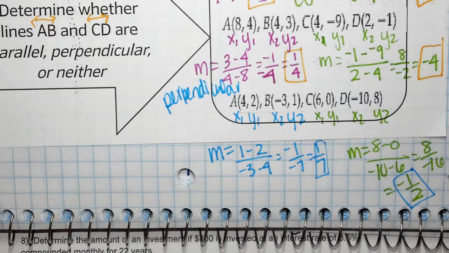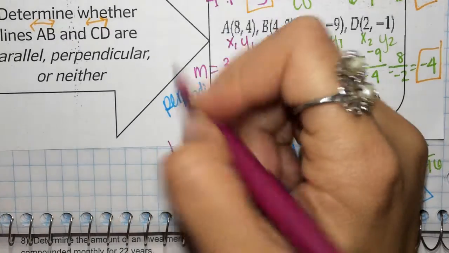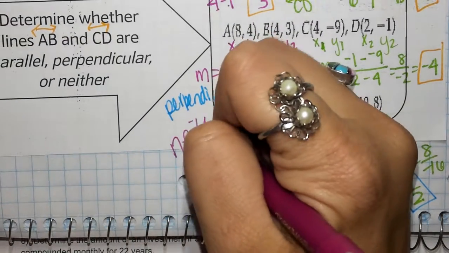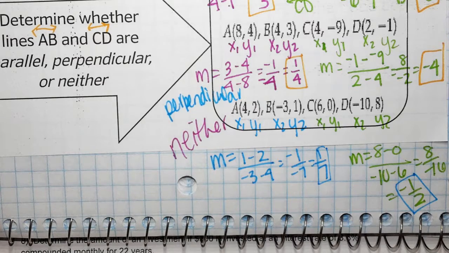Parallel, perpendicular, or neither? Neither. Did y'all get 1/7 and negative 1/2? Fantastic.